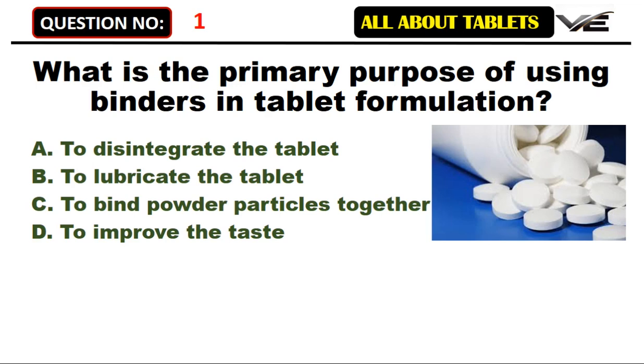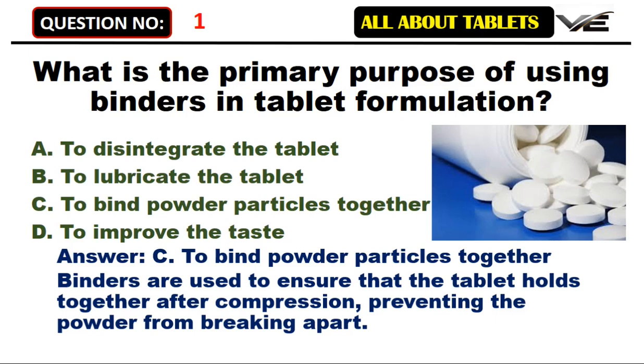What is the primary purpose of using binders in tablet formulation? A. To disintegrate the tablet. B. To lubricate the tablet. C. To bind powder particles together. D. To improve the taste. Answer. C. To bind powder particles together. Binders are used to ensure that the tablet holds together after compression, preventing the powder from breaking apart.